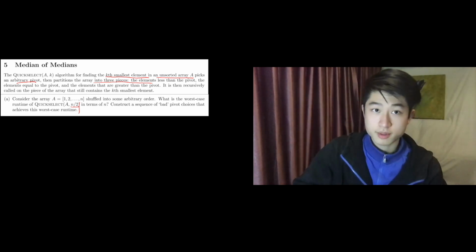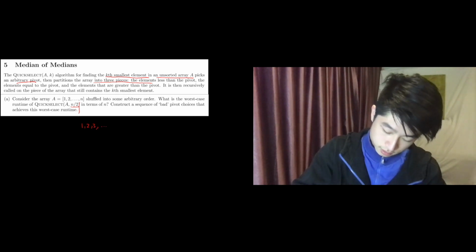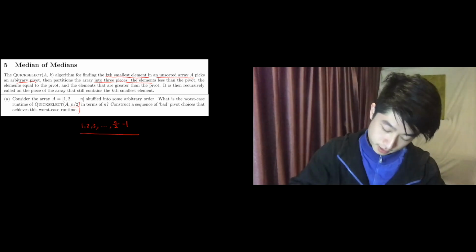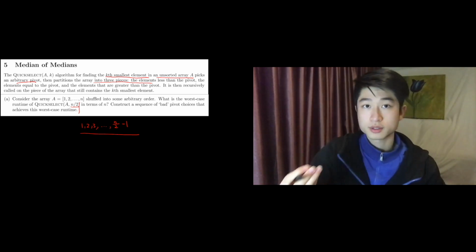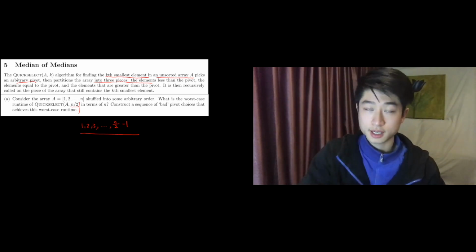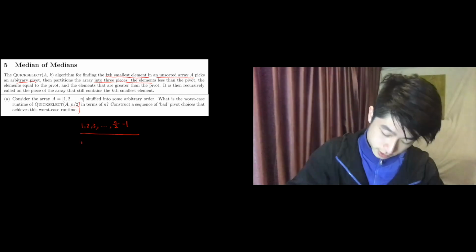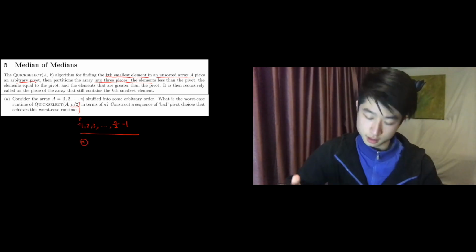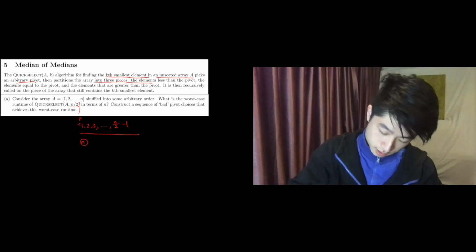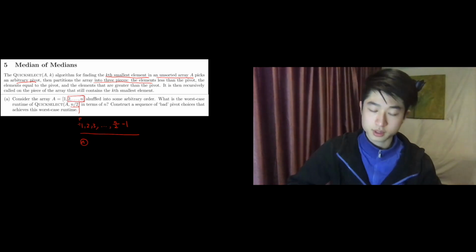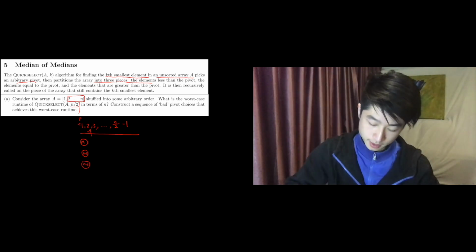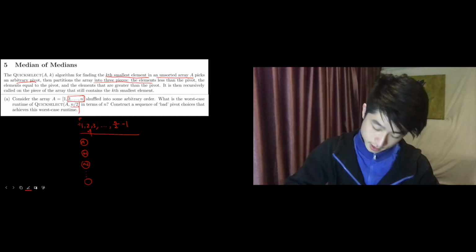we can come up with a sequence that looks like 1, 2, 3, ..., n over 2 minus 1. And this is pretty bad because every time you do your recursive call, the subproblem only decreases in size by 1. So you begin with A, which is size n, and then when your pivot is equal to 1, your subproblem becomes size n minus 1, because you would be doing your recursive call on this portion of the array, which is size n minus 1. Then when your pivot is 2, the subproblem becomes size n minus 2, etc., until your problem is size around n over 2.